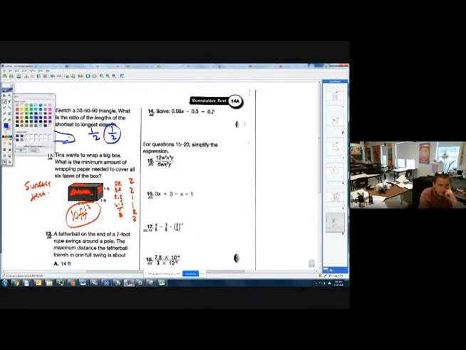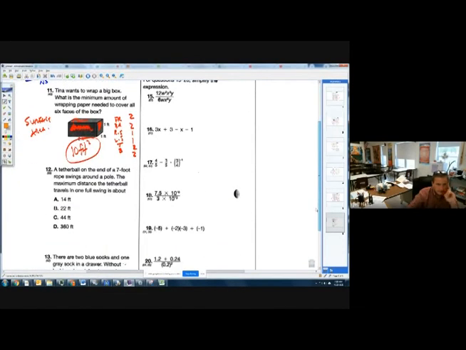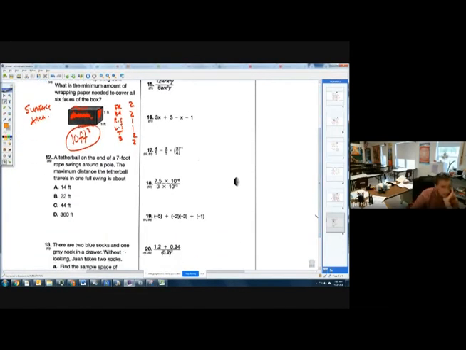All right, well, let's change the colors because I'm tired of these colors. Number 12, a tether ball on the end of a 7-foot rope swings around the pole. So basically you have this, here's your pole, and there's a ball at the end of the rope, and it goes around in a big circle. So that is just the distance the tether ball travels. They are just asking you for the circumference of the circle with that 7-foot rope radius.